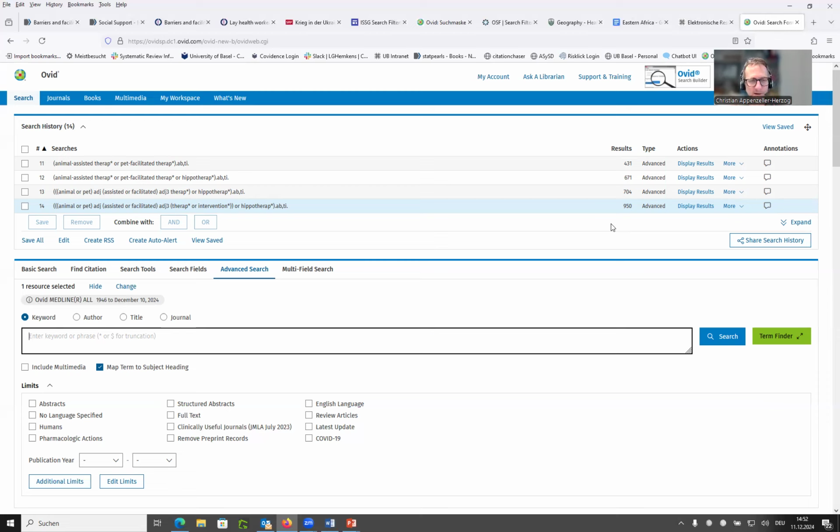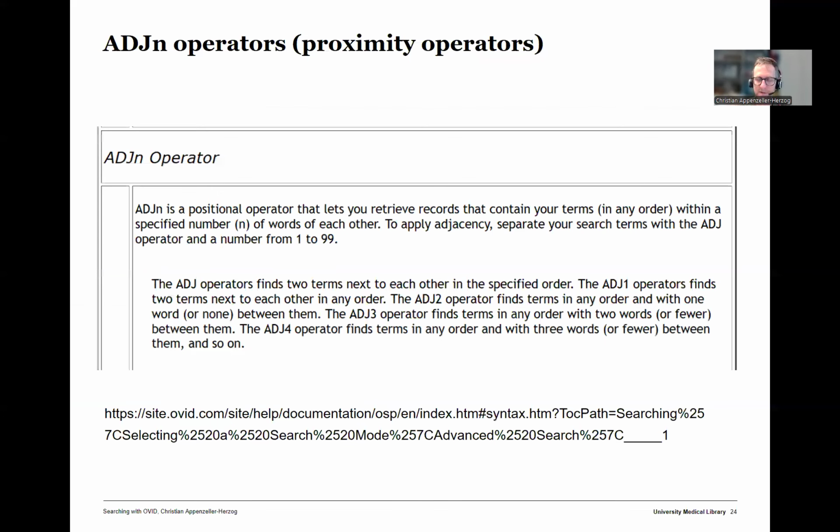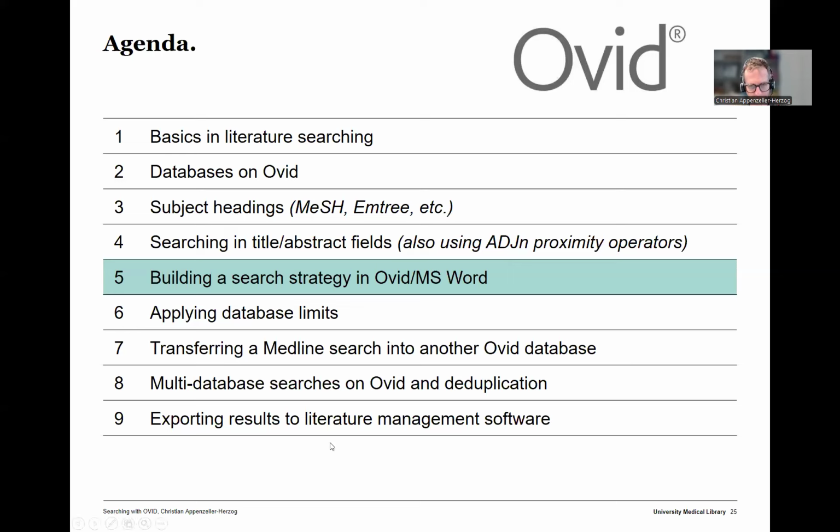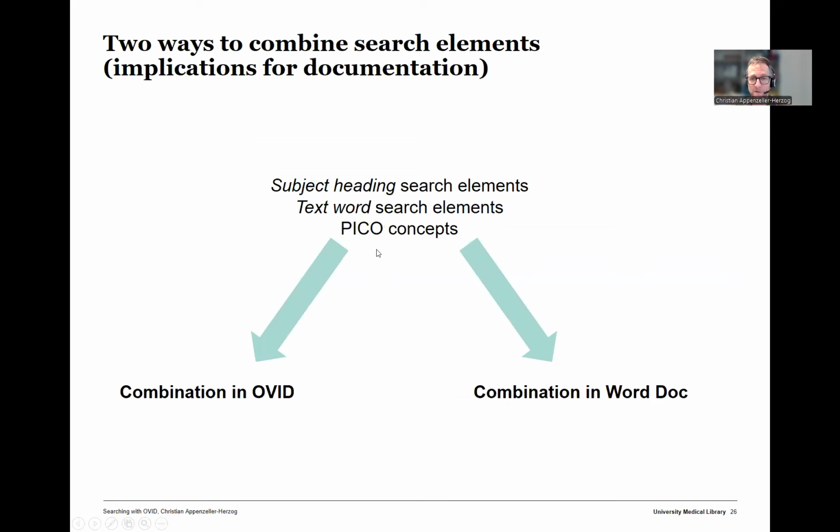Okay, so this was to introduce to you the ADJ operators, and at the same time to introduce to you how to search in the title and abstract fields in Ovid. Okay. And with this, I switch back to the PowerPoint, and we go to part number 5, building a search strategy in Ovid or in Microsoft Word.